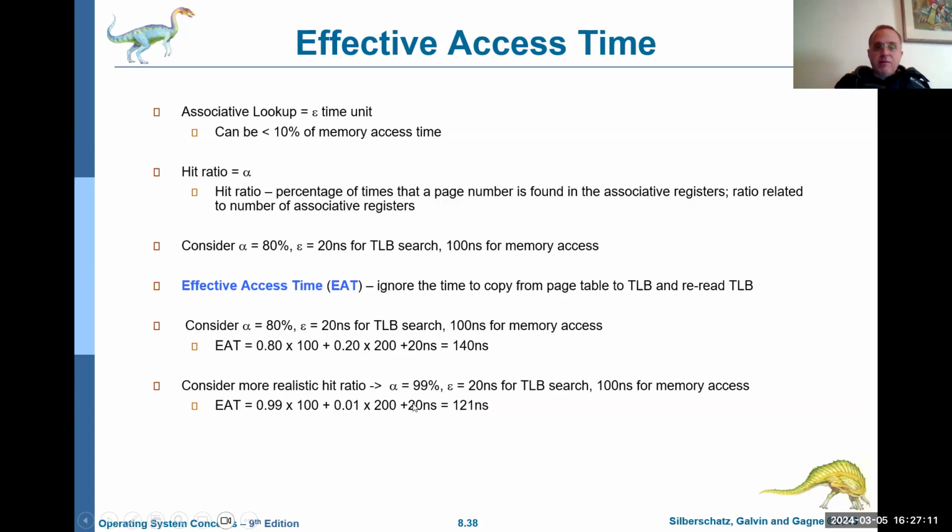Okay, what if I have a more realistic hit ratio where alpha is 99% of the time? Because we want to have a very high hit rate. Hopefully we'll have a high hit rate. And then again, 99% of the time I do 100. Only 1% of the time I have to do 200. And then I always have to do the 20. And that would give me 121.